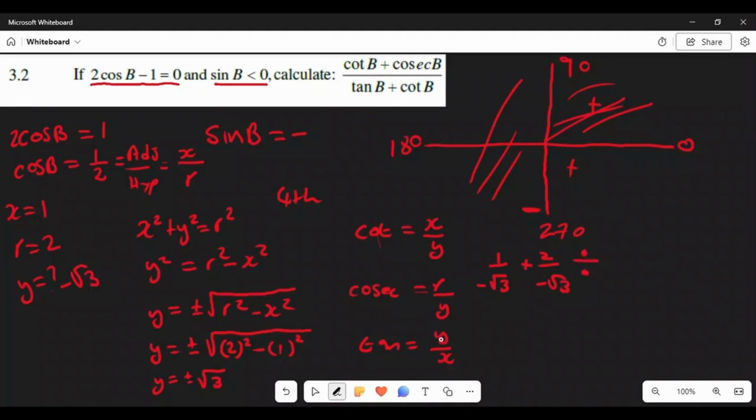And what is tan? Tan is y over x. So what is our y? Our y is negative root 3. Let me just write it nicely. Negative root 3 divided by x. What is our x? Our x is 1, plus, right, another cot, which is x over y. Our x is 1, and then our y is going to be negative root 3, right?